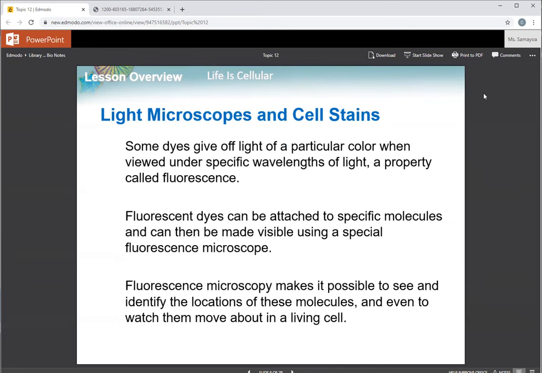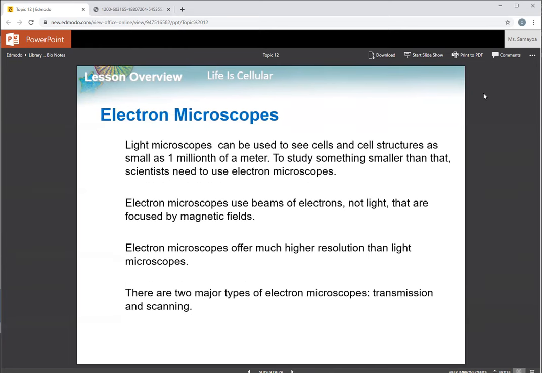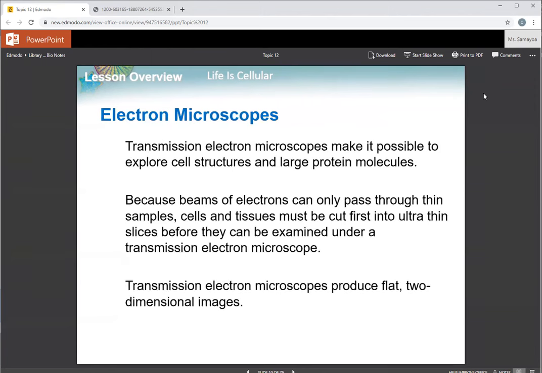Now, if you wanted to see more, you're going to want to go with an electron microscope. They're basically going to pelt the sample and give you a more defined image. They tend to have a higher resolution than light microscopes. You also have transmission and scanning microscopes. They're subdivided. Transmission ones make it so that you can look at the larger proteins and the cell structures. The problem is that the beam can only pass through a thin sample, so you have to make sure it's cut super thin. Also, they're two-dimensional images. It's not going to be a 3D image.